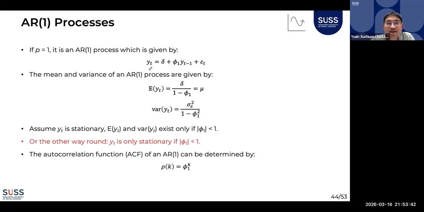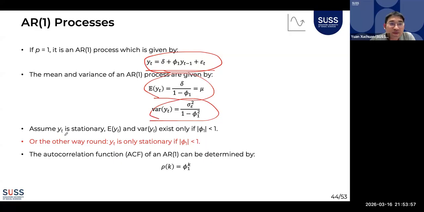So this is the AR1 process. You can see this is the model. This is the mean, delta divided by 1 minus phi 1, and the variance. In order to be stationary, we must ensure the absolute value of phi 1 is less than 1. Otherwise, you don't have a finite variance, and if you simulate this process, you will have an explosion.